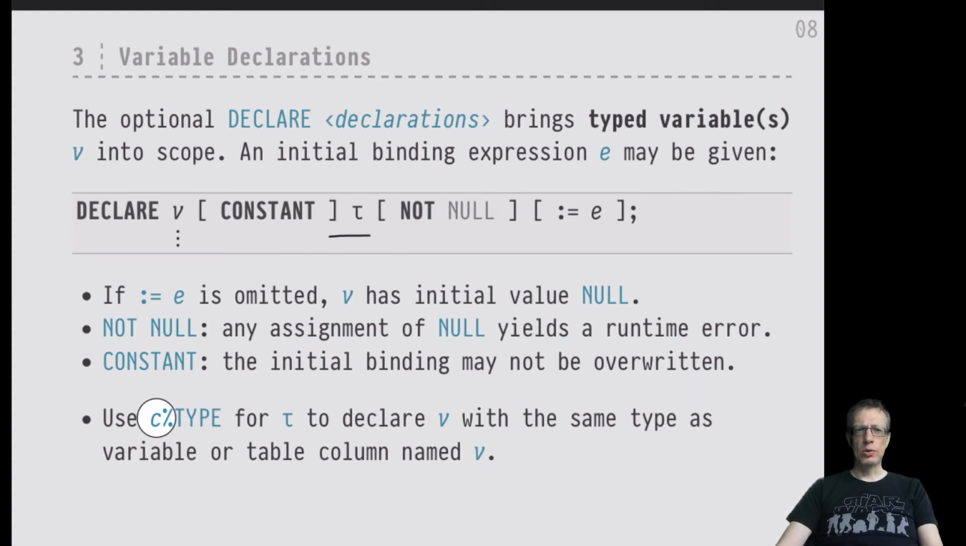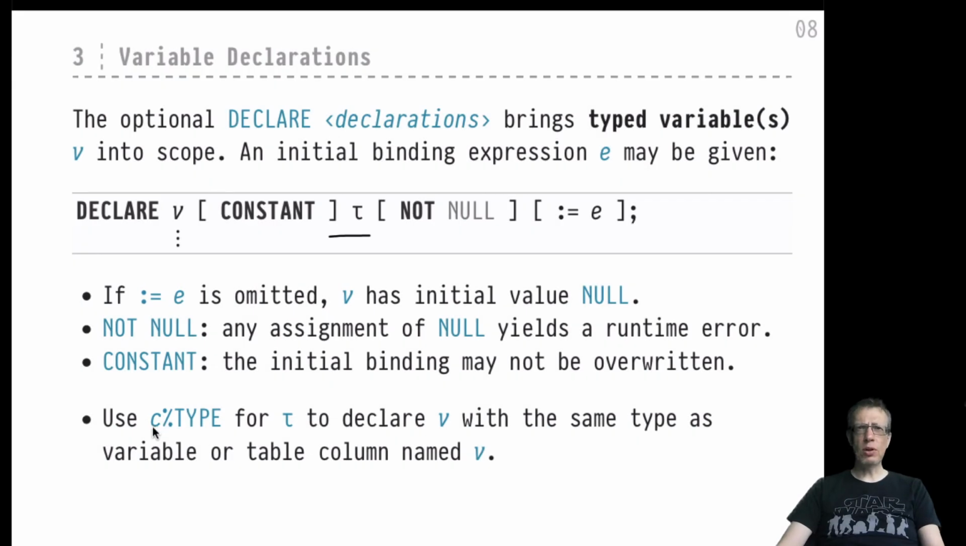Okay, so we may refer to the type of a different variable name, or a different column name, and use this construct in place of tau to declare our variable v here with exactly that type: the type of a different variable, the type of a particular function argument, or the type of a particularly named column here.